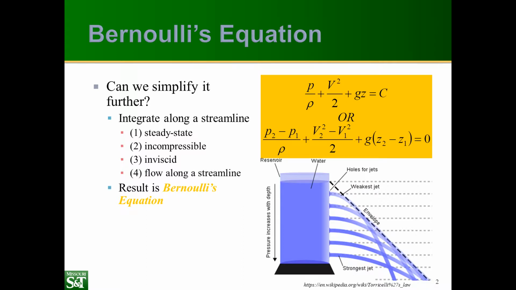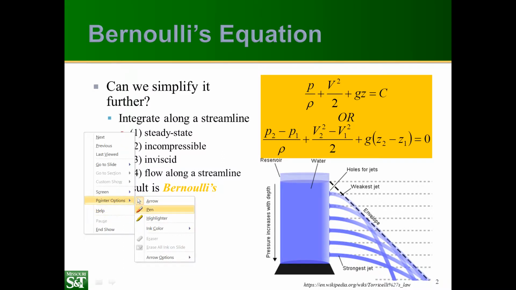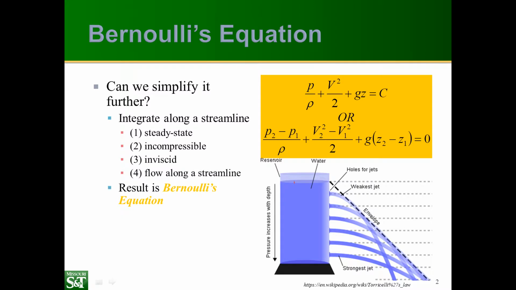So we can take a look at this figure, which demonstrates a concept called Torricelli's law, which defines this envelope line. But we can use this to look at Bernoulli's equation. If we have a point here on the surface of the water, we'll call that point 1. And here we have this jet, and we'll call this point 2. And let's just say these are connected by a streamline.